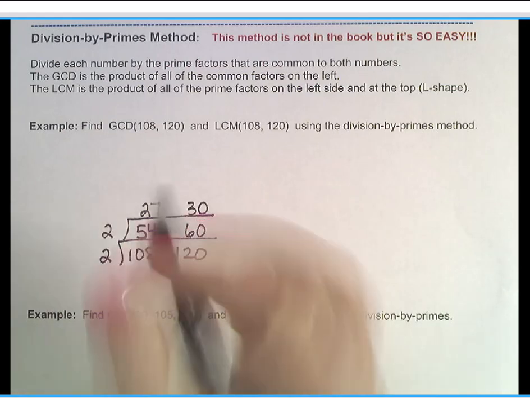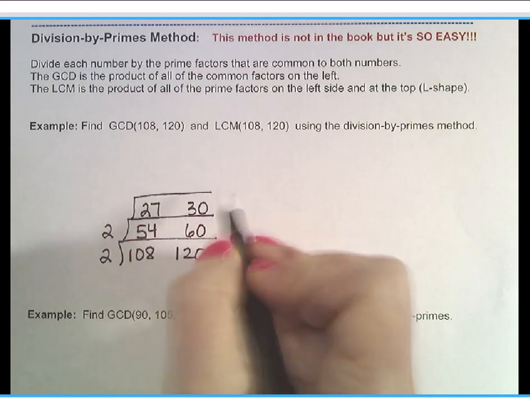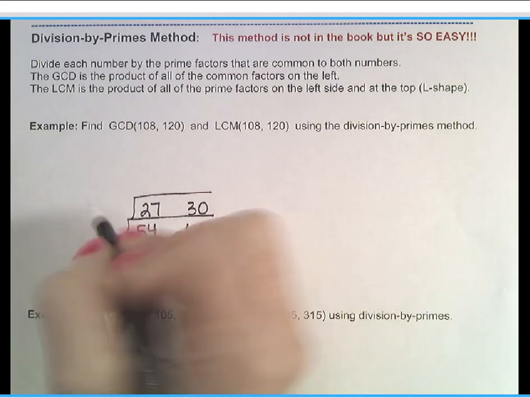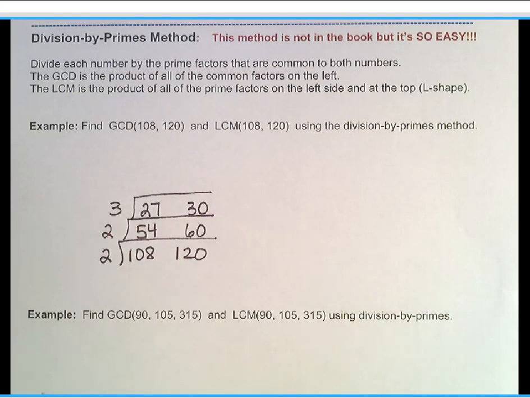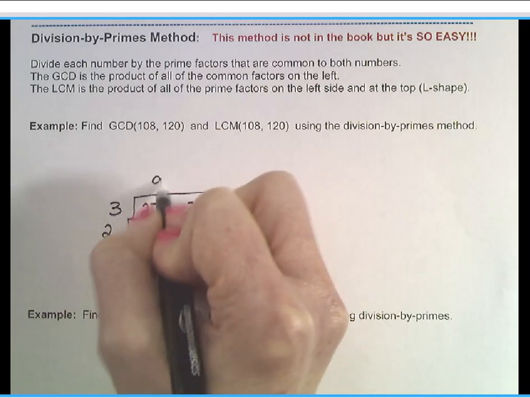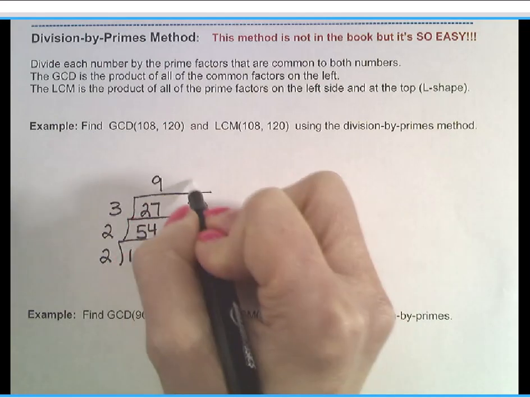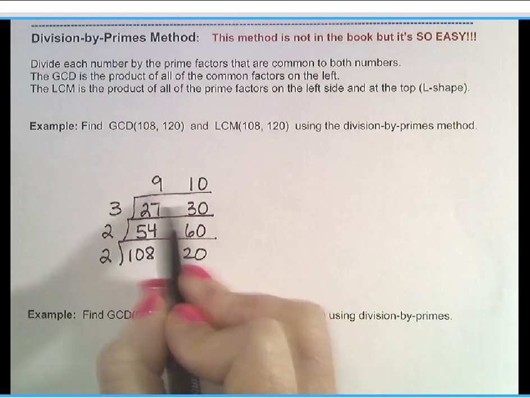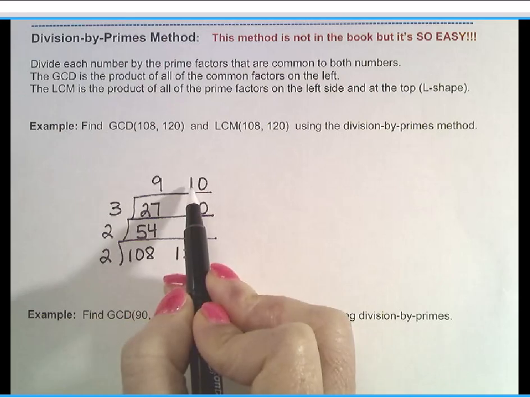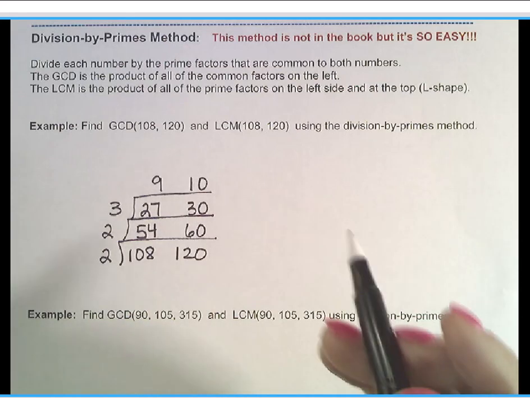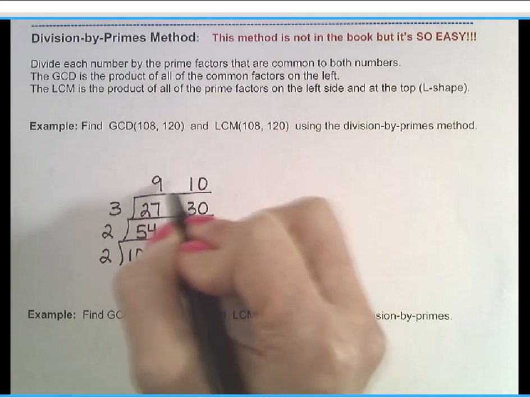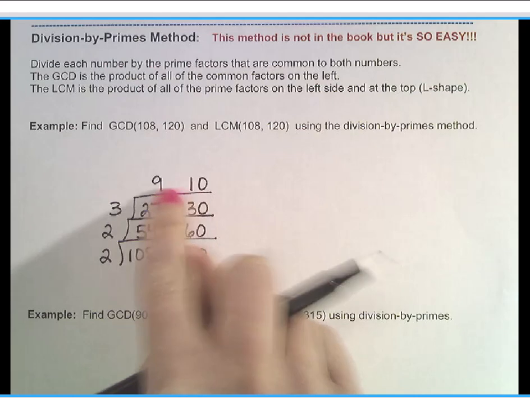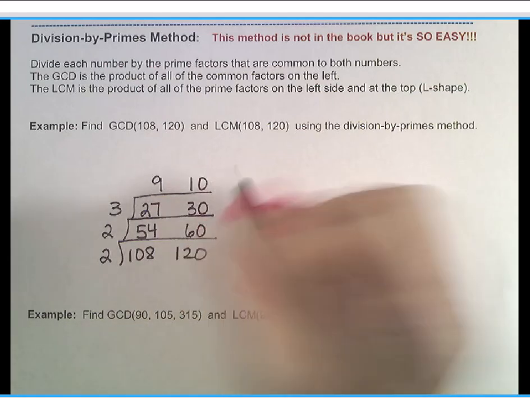Now we can't divide by 2 anymore, but is there a common factor we can divide by? Something that will divide into 27 and 30. Well, 3 will, so let's divide by 3. 3 goes into 27 9 times. 3 goes into 30 10 times. Let's see if we can keep going. Is there a number that will divide into 9 and 10 at the same time? No. So at that point you stop once they're what we call relatively prime. Okay, they're prime relative to one another. They don't have any factors in common. This is where we're going to stop.